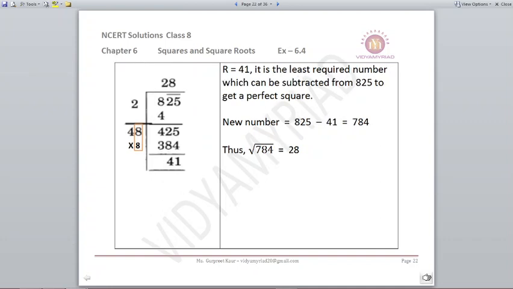Next, 825. So pair is 25 and 8. Nearby 8 is 2 2s are 4. I will do 8 minus 4 is 4. Bring down 25. I need 425. And 2 plus 2 is 4. So nearby is 48 into 8, 384. Remainder comes as 41. So I will subtract 41 from 825. I will get 784. So the square root of 784 will be 28.